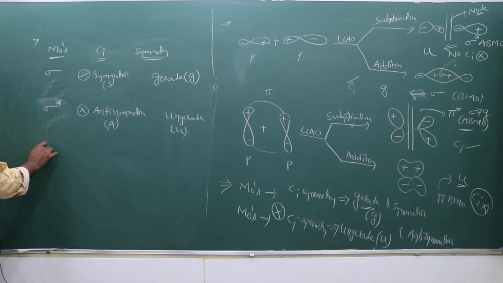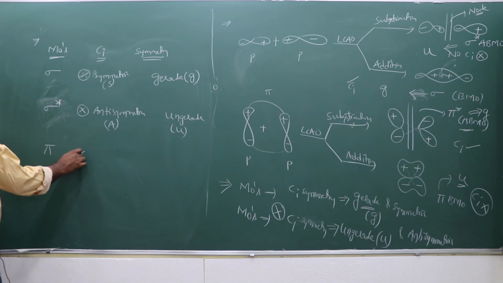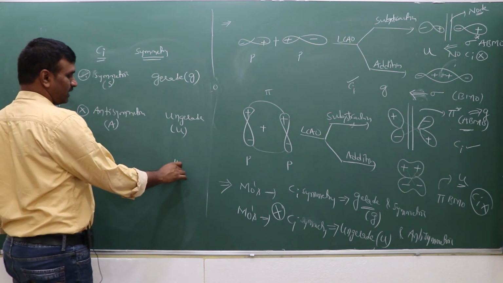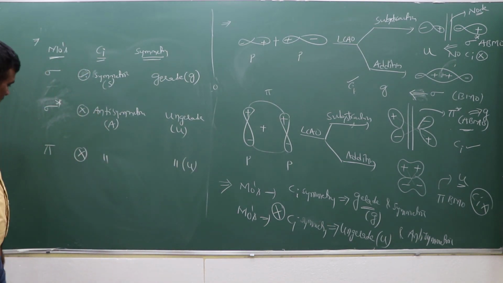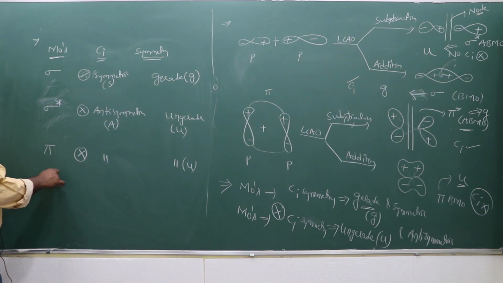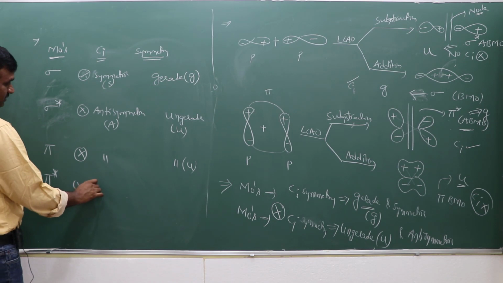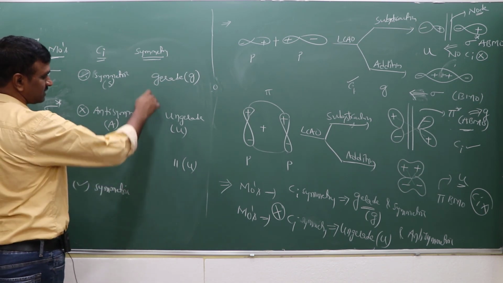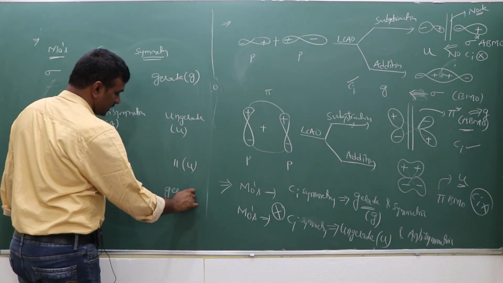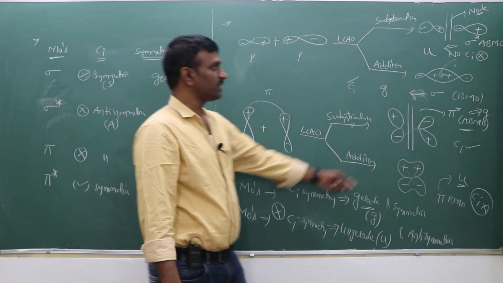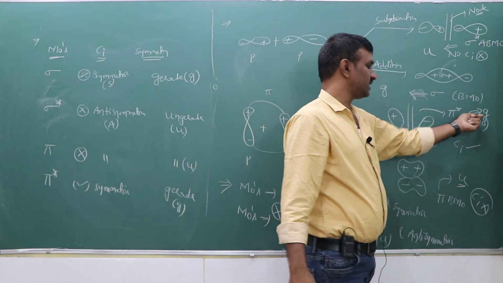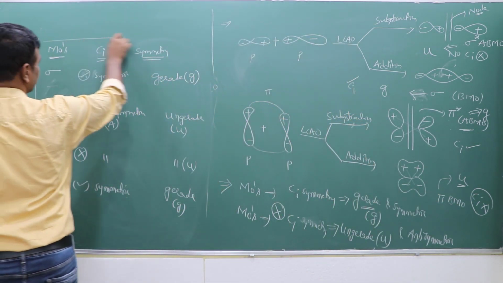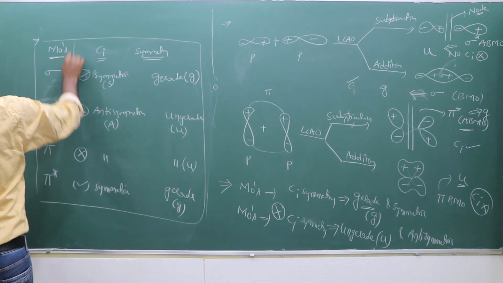And another one, the pi bonding molecular orbital. In the case of pi also, there is no center of inversion, it is antisymmetric, and it is also going to be ungerade, U. And pi star is symmetric, where the center of inversion is present. So based on this, the pi star molecular orbital will be gerade. I mentioned that pi star will be gerade, right?